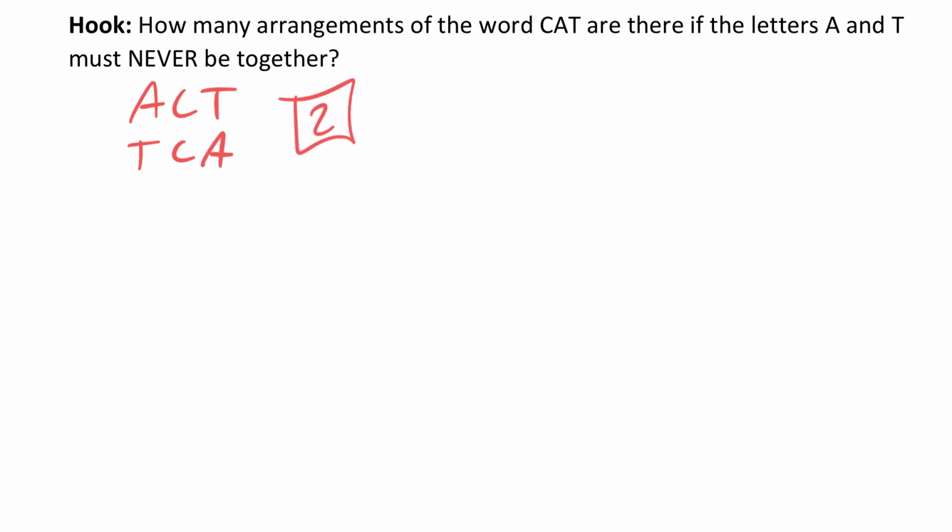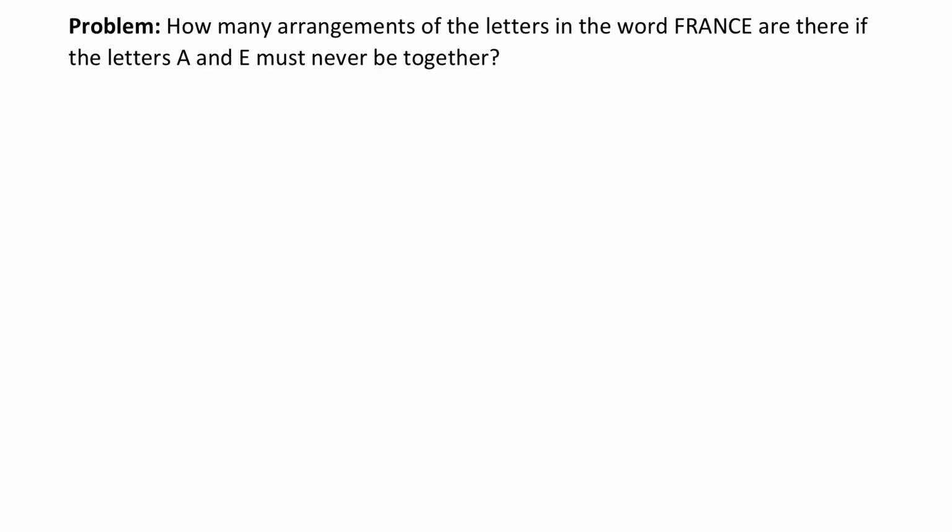Now, I don't know how you go from 3 factorial, which is 6, down to 2. I'm not sure how the formula would work. This seems really weird. So let's try a larger question to see if we can get a hang of it. How many arrangements of the letters in the word France are there if the letters A and E must never be together? Now remember, for France, it would be 6 factorial, which is 720. So the number should be less than 720, some kind of modification on like 6 blanks. But how do we do this?